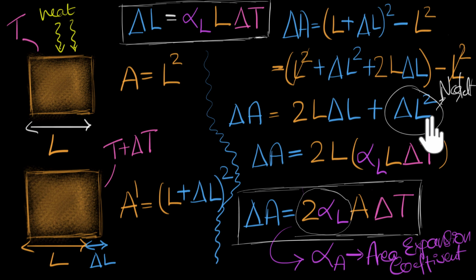But one thing we need to remember though is that we arrived at this expression by neglecting delta L squared, and we can only do that when delta L is very small compared to L. In other words, this whole thing is an approximate relationship which works when the expansions are very tiny. And one last thing which you can check for yourself is that alpha A should have exactly the same units as alpha L because it's just 2 times alpha L, right? So 2 has no units, so it has the same units. Kelvin inverse would be the units of alpha A.